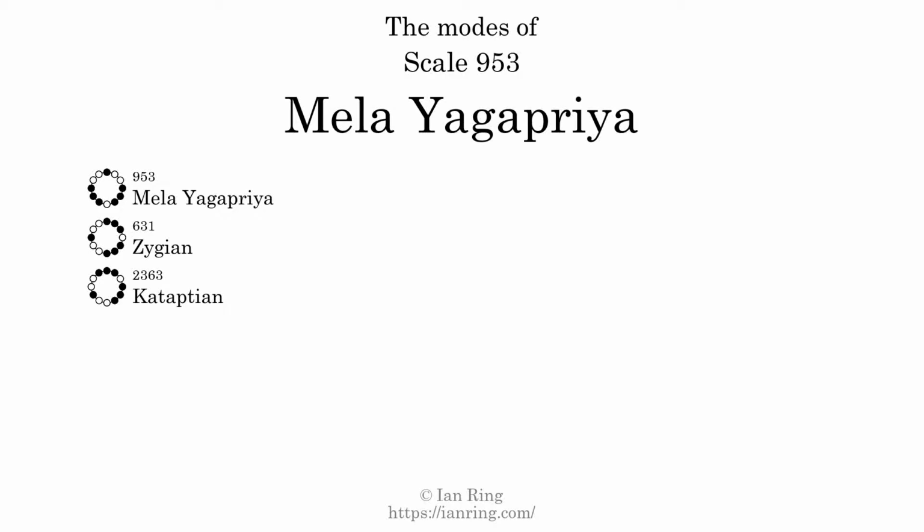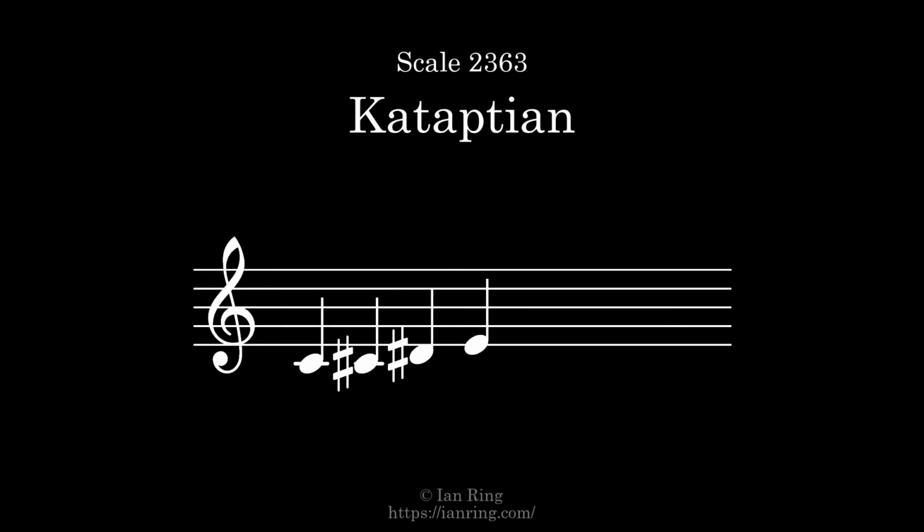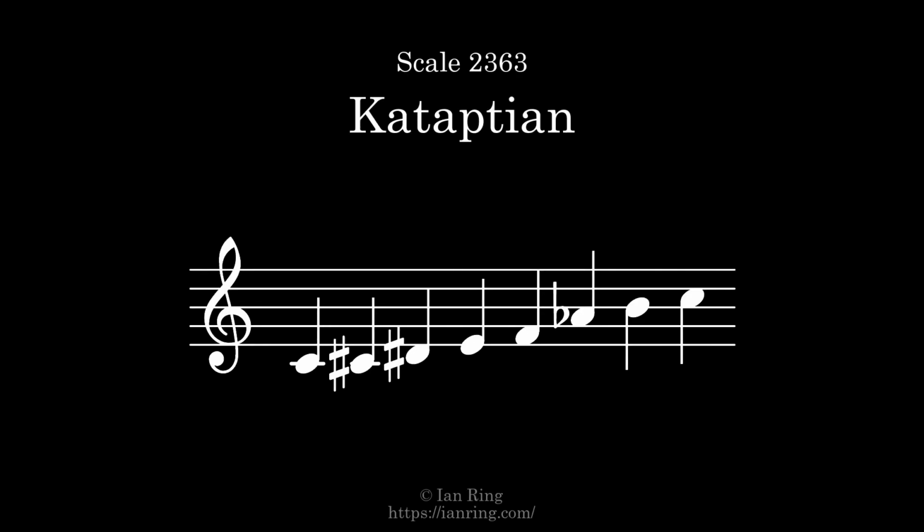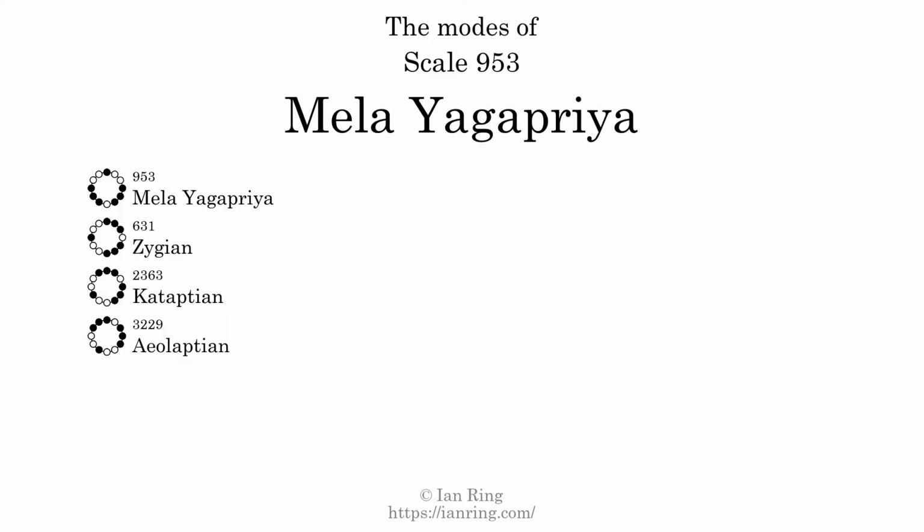The third mode is scale 2363, also known as cataption. It sounds like this. The fourth mode is scale 3229, also known as elaption. It sounds like this.